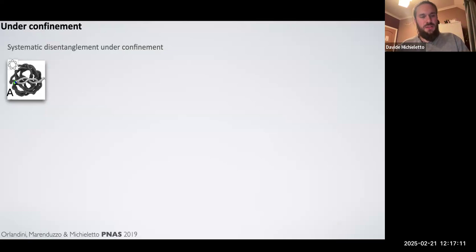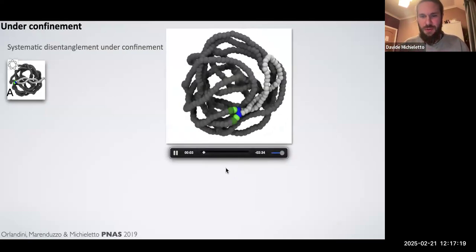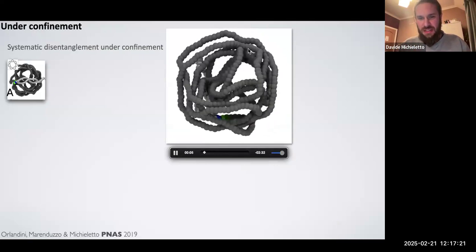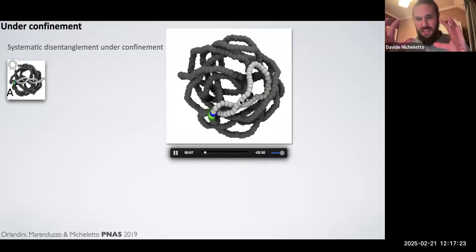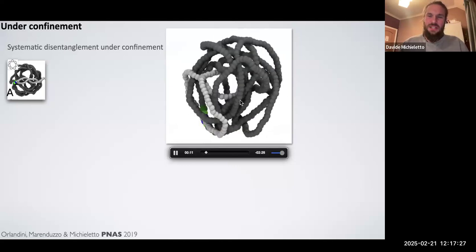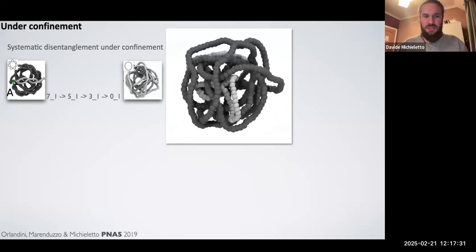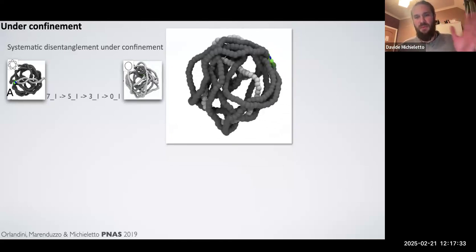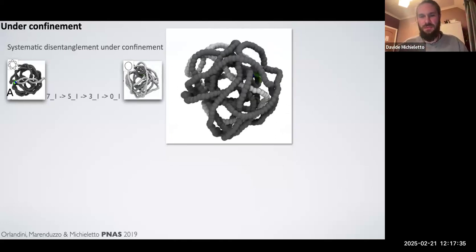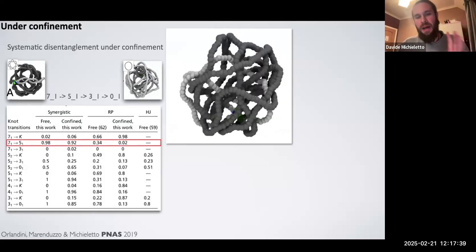So now I have a simulation in which the DNA, the polymer, is all confined, and it's a very complicated knot. I think it's a 7-1 in this case. I'm not going to go through the whole movie, but essentially there is a very complicated knot all within a sphere, okay? And little by little, this knot gets simplified down to the unknot, going from 7-1, 5-1, 3-1, and an unknot. And I guess here the important thing is a comparison, right?